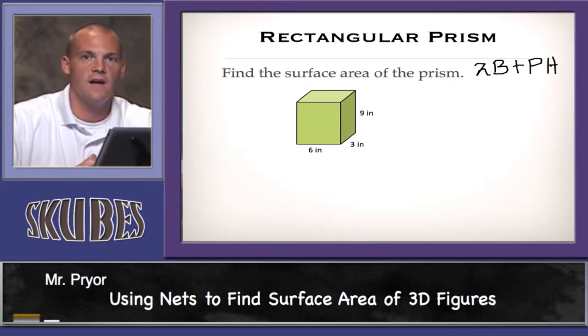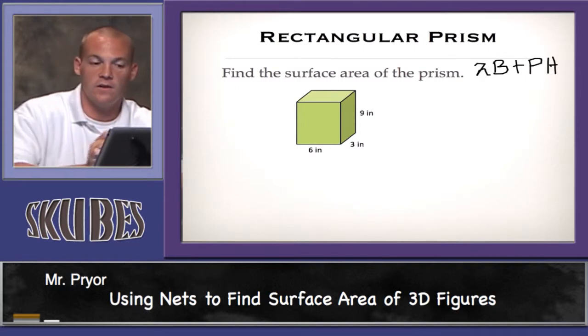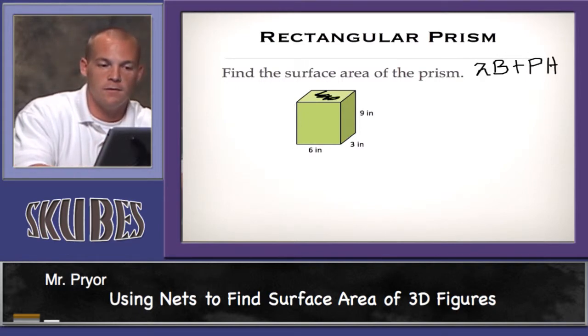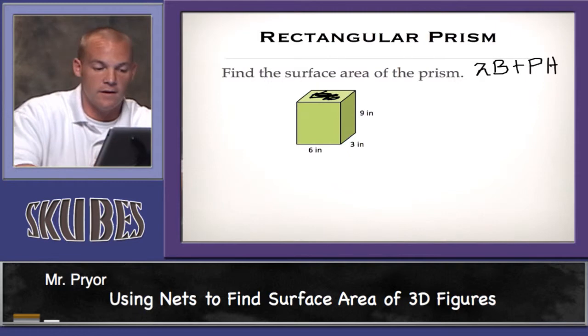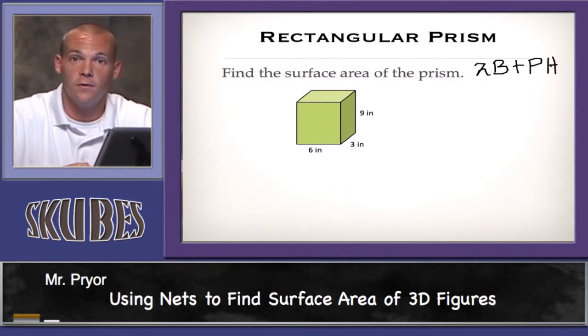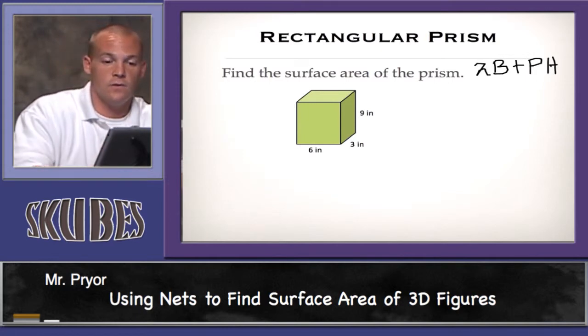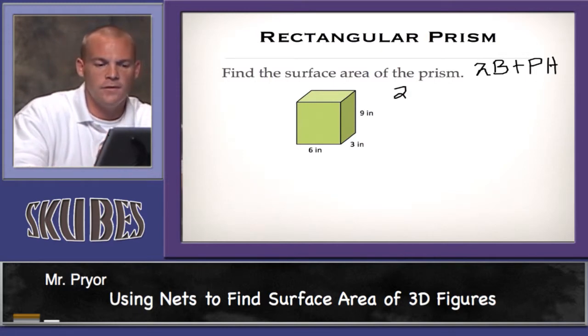Alright, so again we need to define what our values are here. So it looks like our base, once again, just based off of what I'm looking at up here, is going to be a rectangle. So I need to use the rectangle area formula for my base. So that's going to be 2 times length and width, which will be 6 and 3.